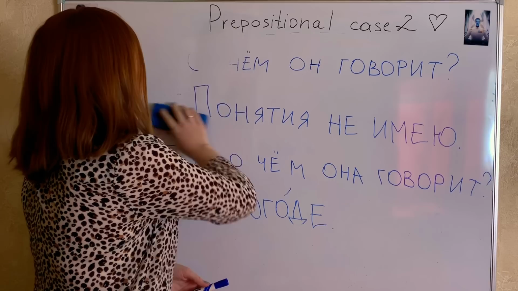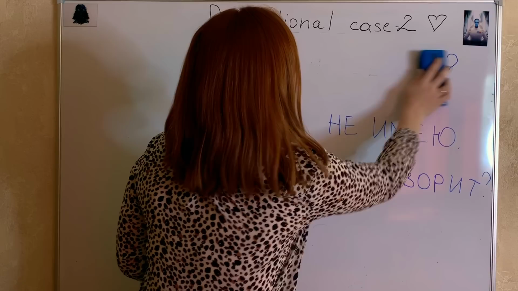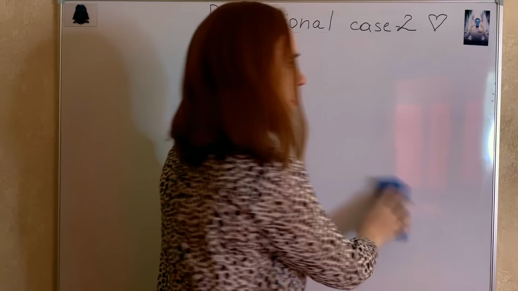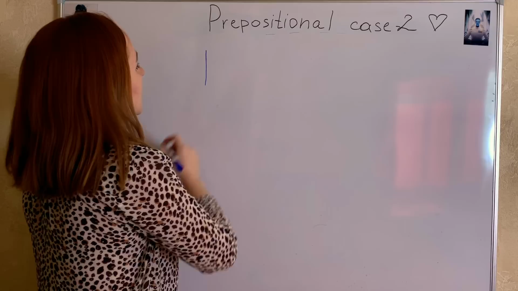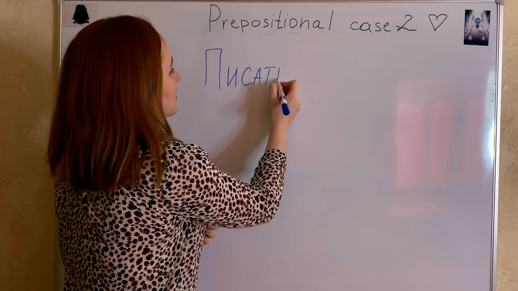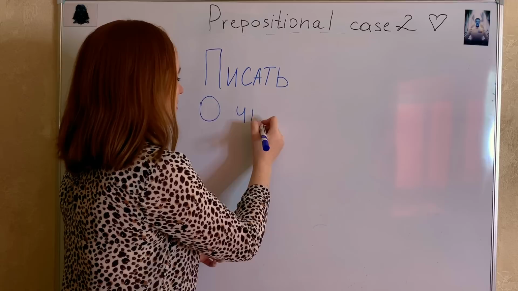Okay, what else? Помнить. I think we mentioned the verb помнить, to remember. Oh, I think we already practiced with it, right? So, помнить об экзамене. Do you remember about the exam? Yes, we already took it. So, how about писать? To write. Писать. О чем пишет?